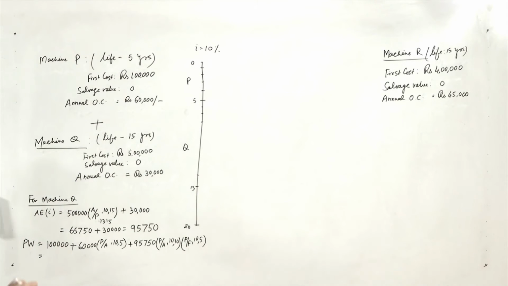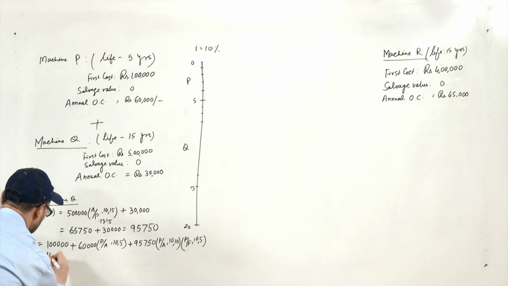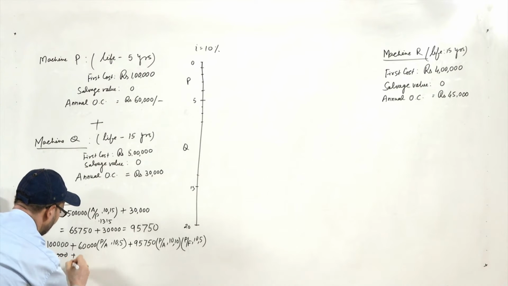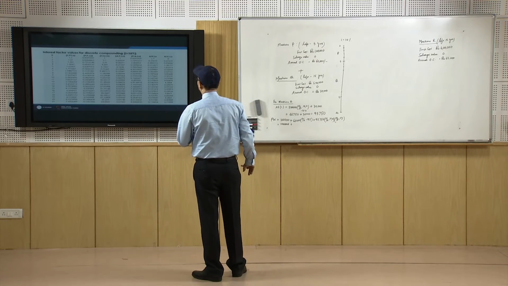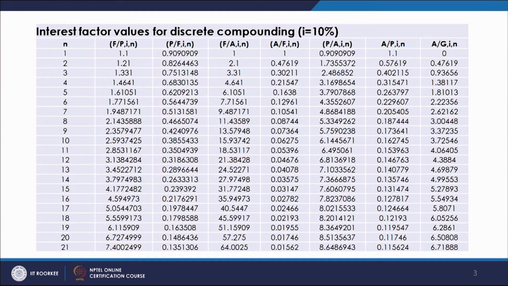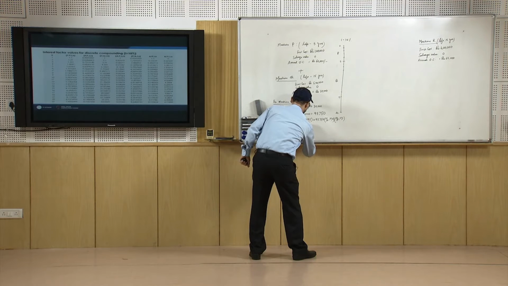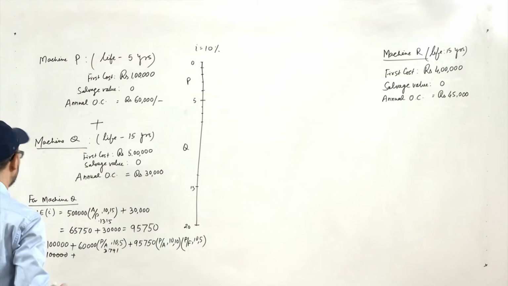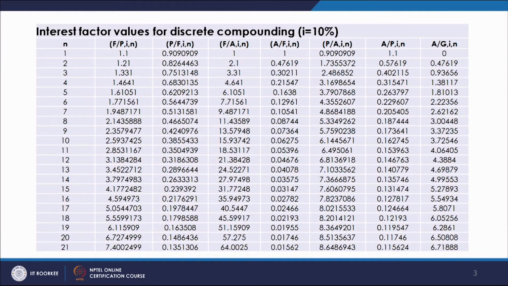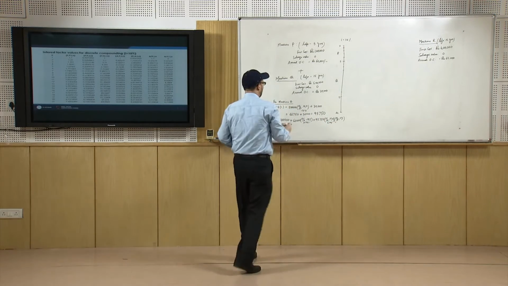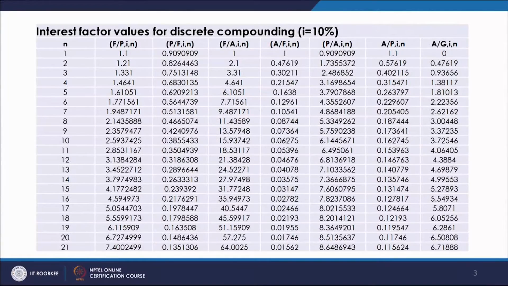Now, let us see, it will be 1 lakh plus P by A 10, 5. So, P by A 10, 5 will be 3.791. Similarly, P by A 10, 10 is 6.144 and P by F 10, 5 is 0.621.